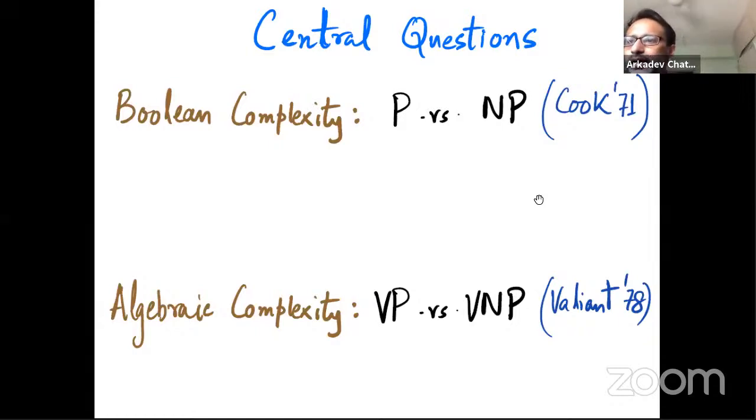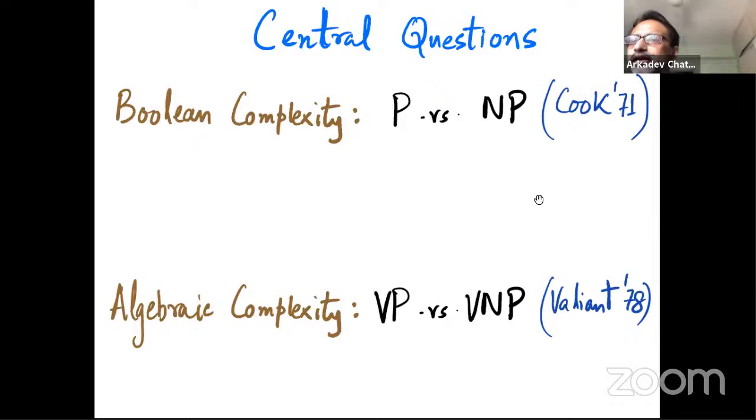So these are the central questions that more or less everybody knows in Boolean complexity, where the objective is to compute Boolean functions. The defining question of computational complexity is this P versus NP question raised by Steve Cook in 1971, which basically asks whether for every function whose solution can be efficiently verified, we can also find a solution efficiently.